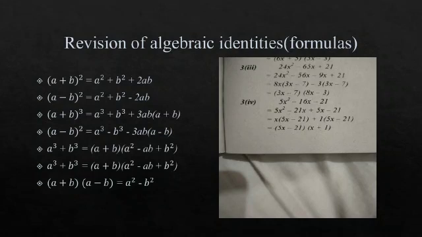And the next one is (a minus b) whole square, sorry, I have written square, it's cube there. (a minus b) whole cube is equal to a cube minus b cube minus 3ab into (a minus b). And the next one is a cube plus b cube is equal to (a plus b) into (a square minus ab plus b square). And the last one is (a plus b) into (a minus b) is equal to a square minus b square.